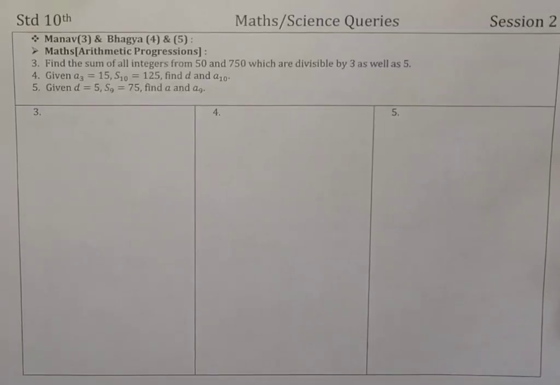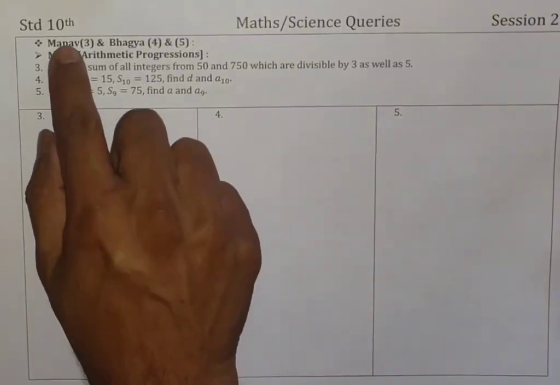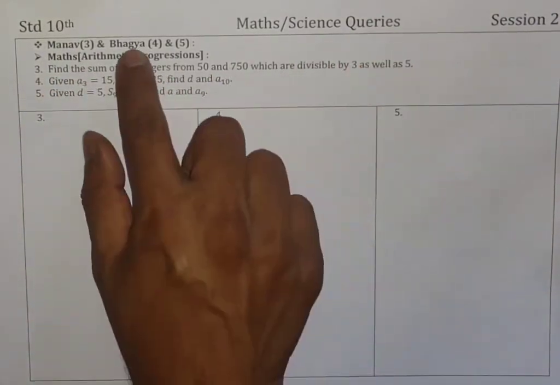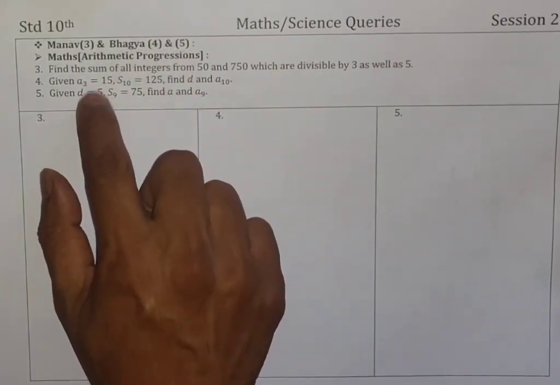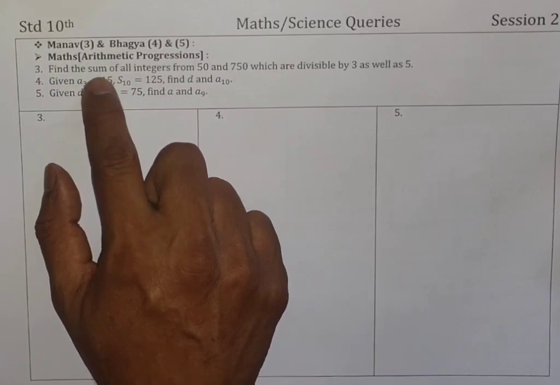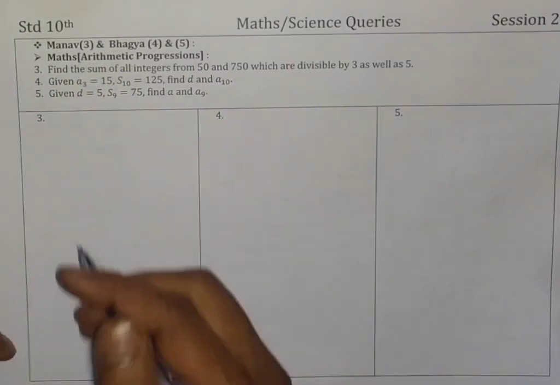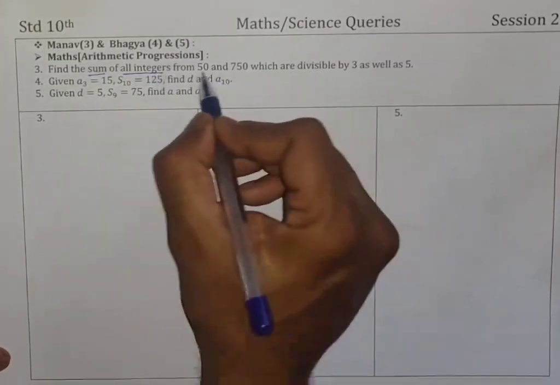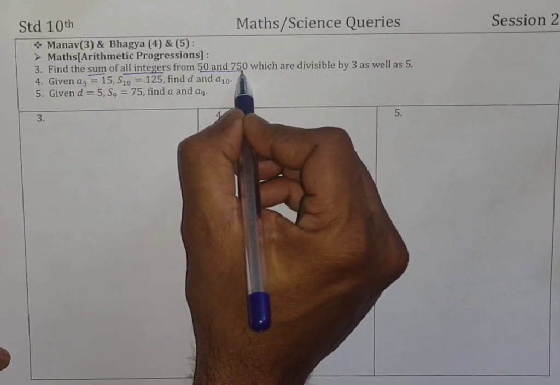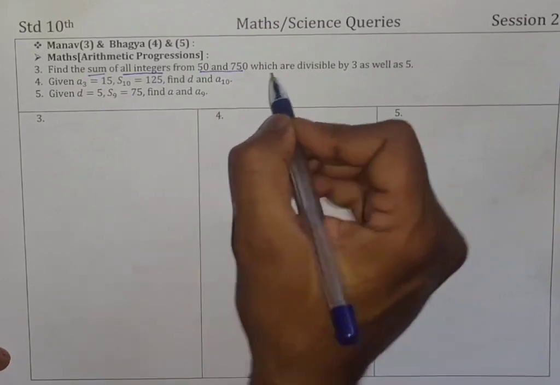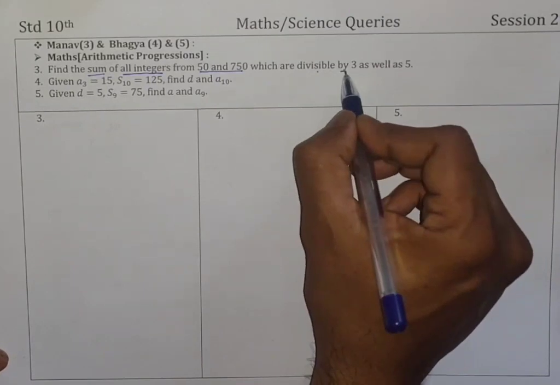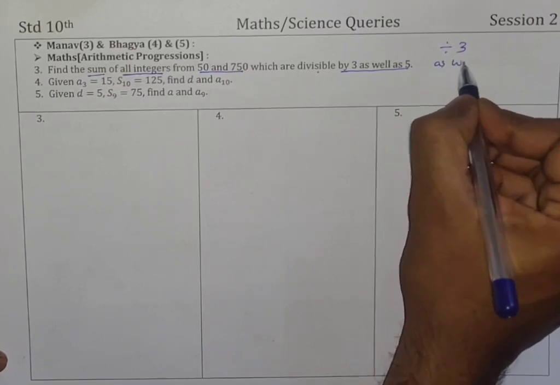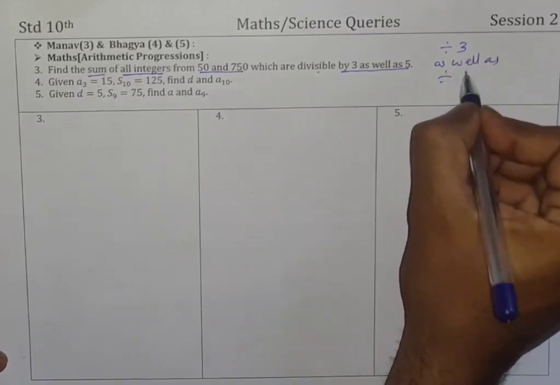Good. So proceeding further, now I've got a question from Manav, that is number 3. Yeah, it is from arithmetic progression, and Bhagya has two questions from the same chapter, arithmetic progression, 4th and 5th. Let's see the 4th one. Find the sum of all integers from 50 and 750 which are divisible by 3 as well as 5.